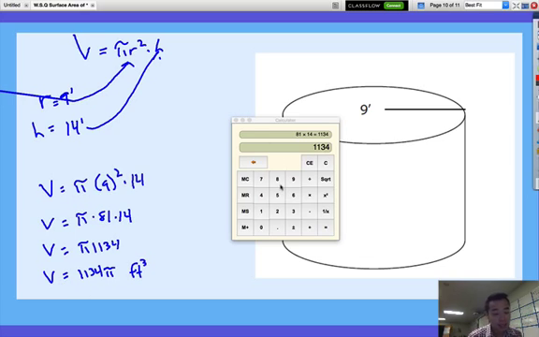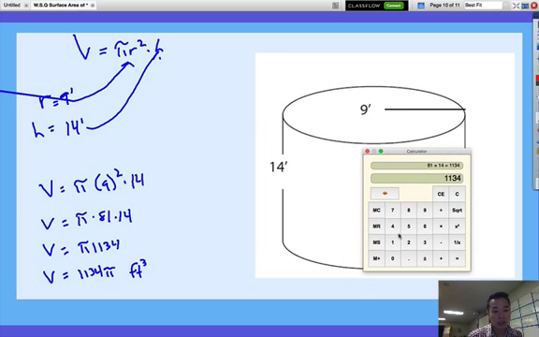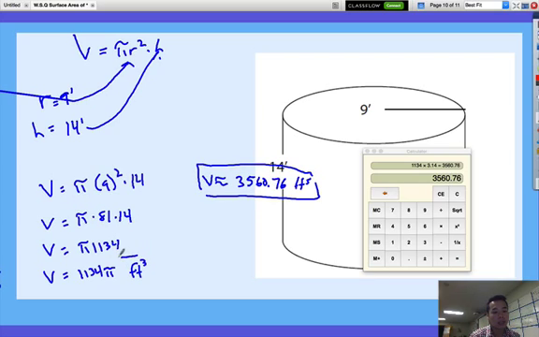And then to find approximation form, we just take 1,134 times 3.14, and the volume in approximation is approximately 3,560.76 feet cubed. There is my volume in approximation, and here is my volume in exact. Again, you already have to find the exact. You then find approximation by multiplying by 3.14.